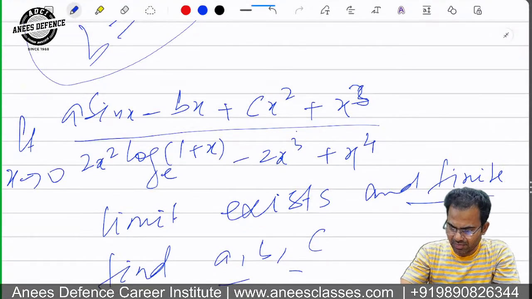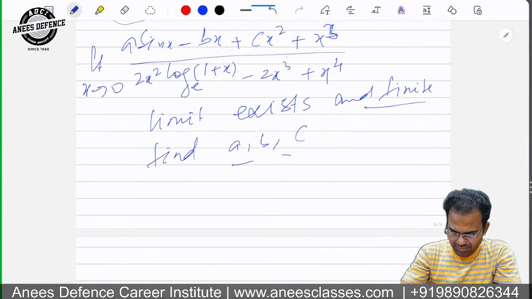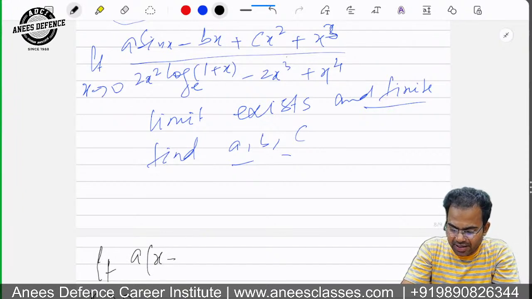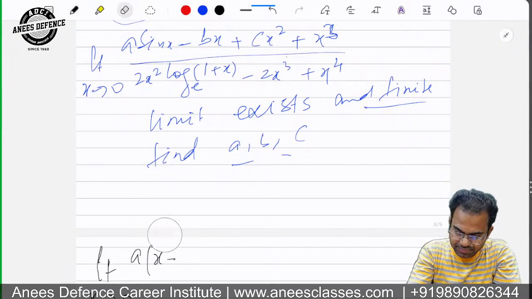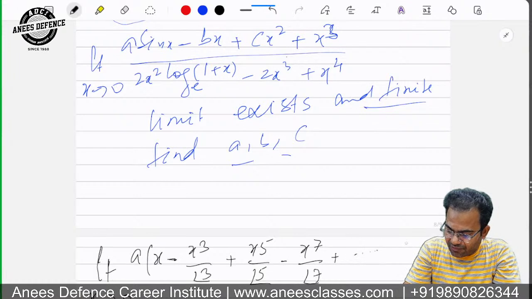Do it, okay? I will do the questions. This question. Limit x tends to 0. Series of sin x is x minus x cube upon factorial 3 plus x raised to 5 upon factorial 5 minus x raised to 7 upon factorial 7 plus dot dot dot up to infinity.